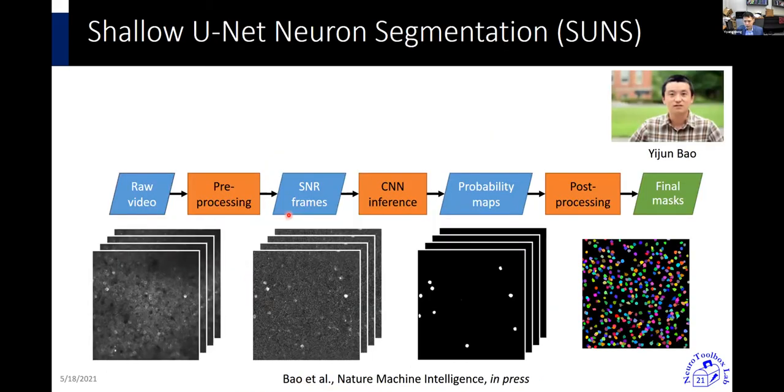So more recently, Yijun Bao, another talented postdoc in the lab, has been coming up with a fresh look at this entire pipeline. So the pipeline actually looks very much the same. There's some pre-processing module, there's an inference module that tries to figure out where the neurons are, and there's some post-processing. So where is this innovation?